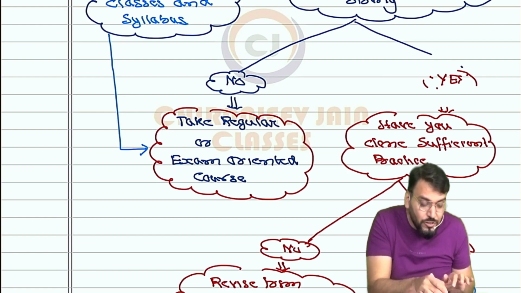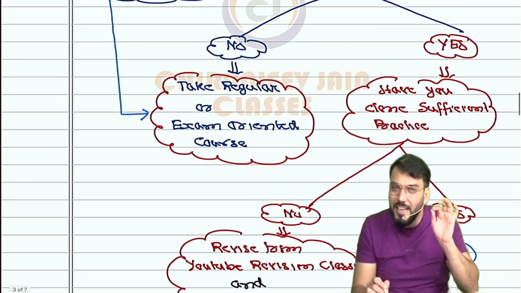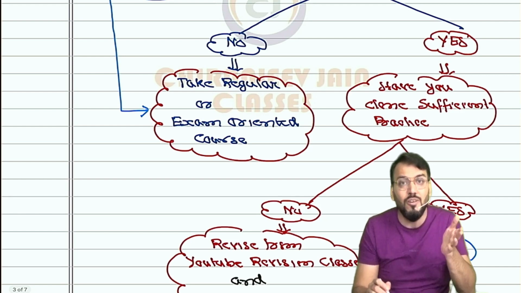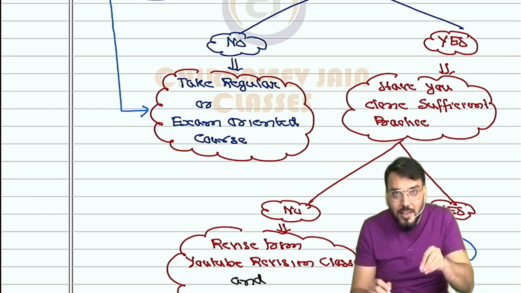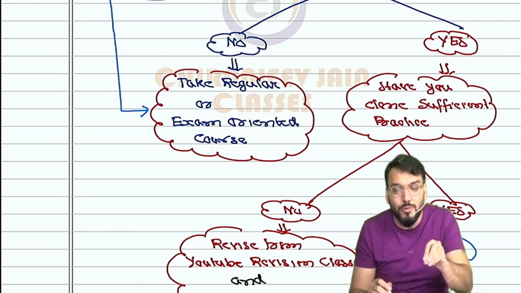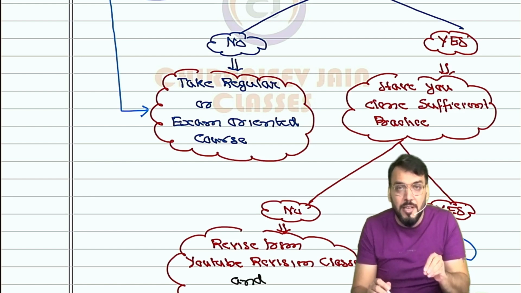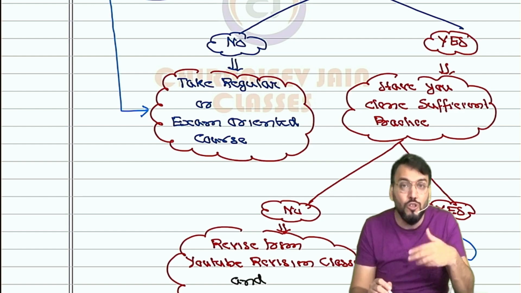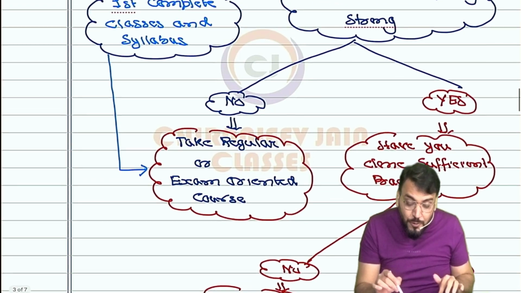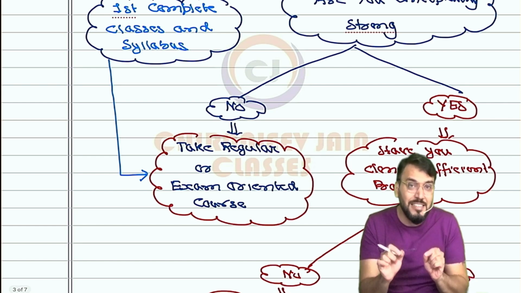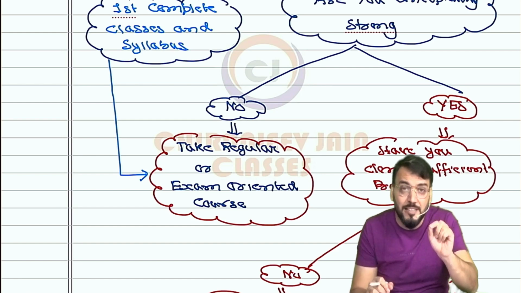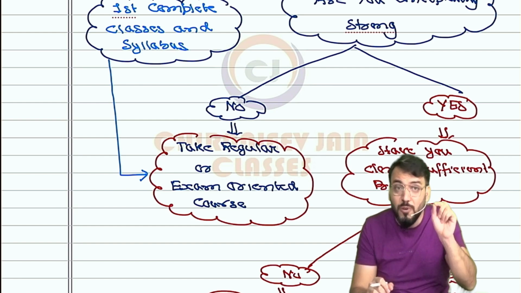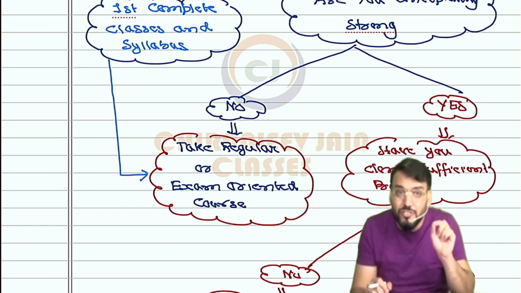If you are not conceptually strong, I will say take classes, whether regular classes or exam oriented classes. That depends upon the time availability, whether you are writing both groups or only one group. But if you are not conceptually strong, my suggestion is, don't rely on the revision lecture that has been uploaded on YouTube, because from a revision lecture you will not become conceptually strong.